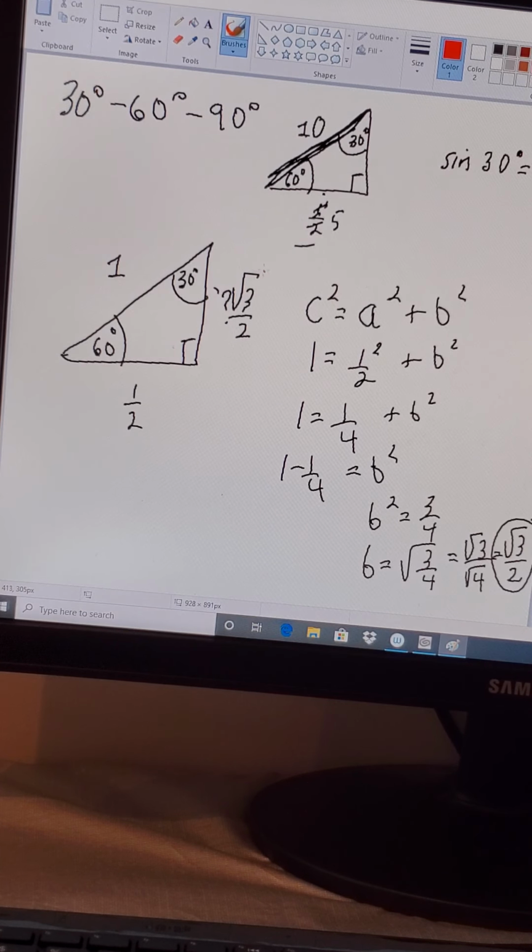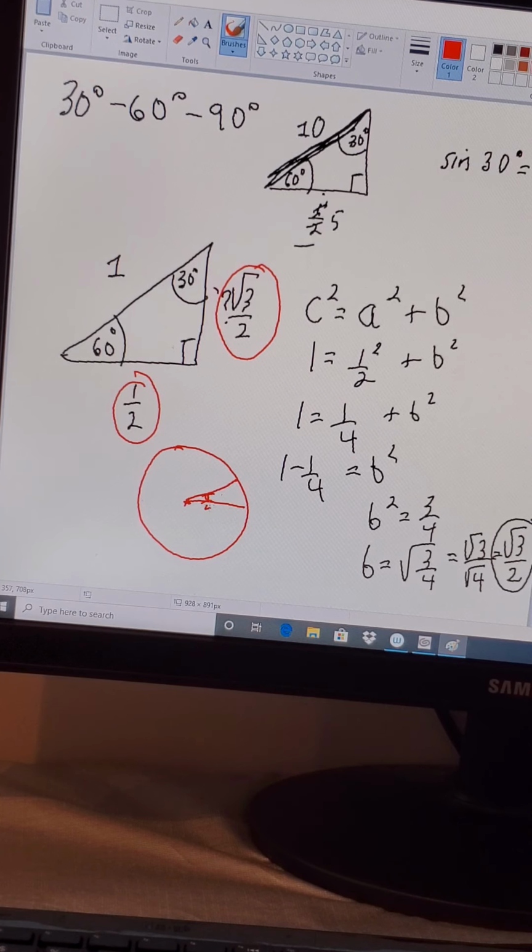So basically, these are the exact values of sine and cosine of 60 or 30 degrees. We've just used the Pythagorean theorem to solve for them. Now the only difference is that on the unit circle we are using mostly radians. So let me just remind you, I'm going to start with pi over 6. Pi over 6 is like 30 degrees.